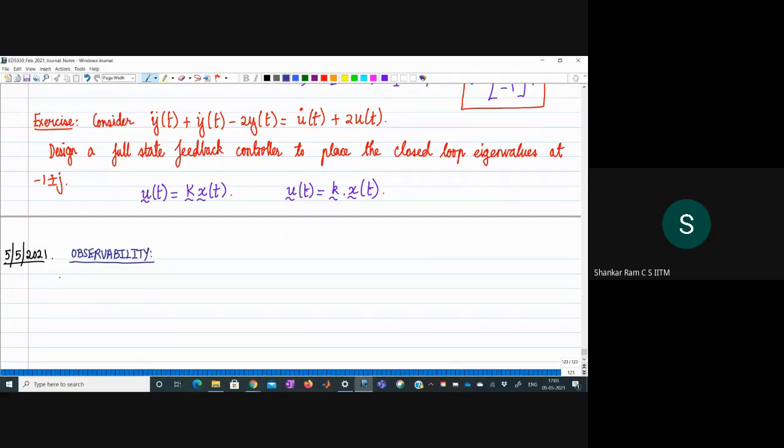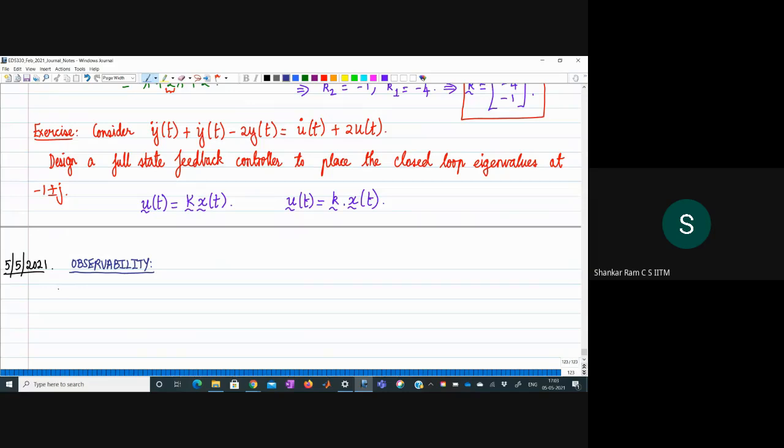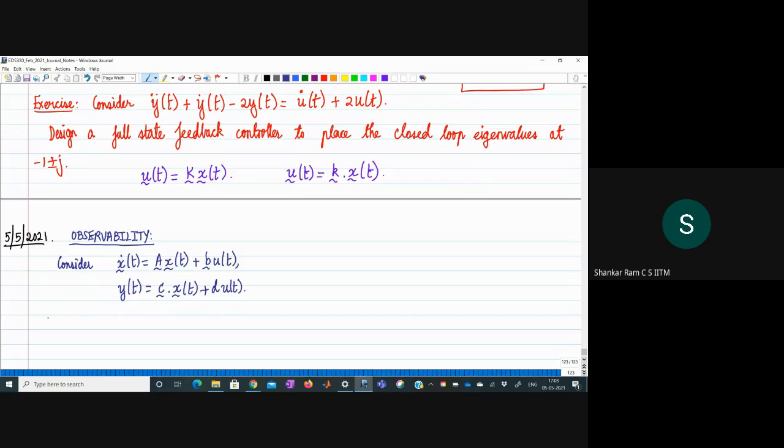Let us consider the state space representation of a standard single input, single output LTI system: x dot of t is equal to Ax plus Bu, y of t is equal to C x plus D u. This is a standard state space representation of an LTI system.